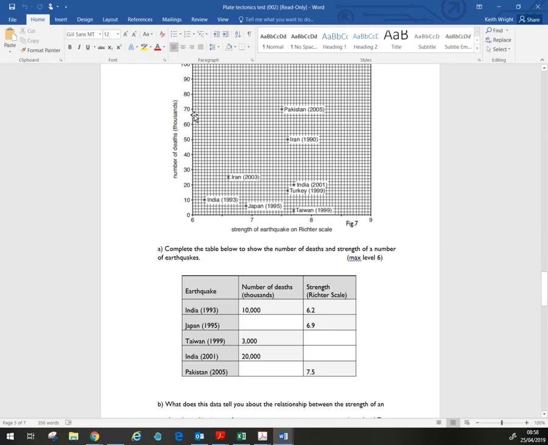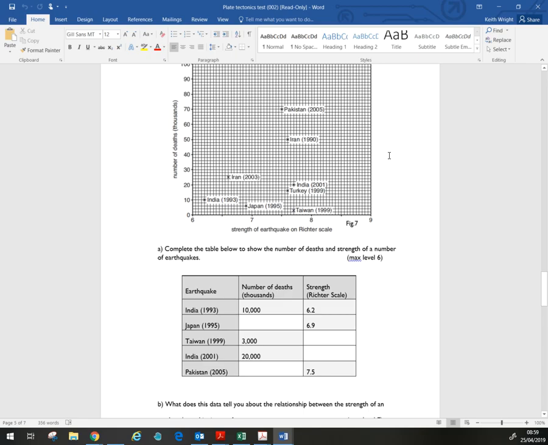What was the focal depth like? What was the actual cost of the damage? Why do you think there was such a high death toll? Was it because the buildings were poorly designed, they weren't protected, etc.? And then you come to some conclusion based on that.